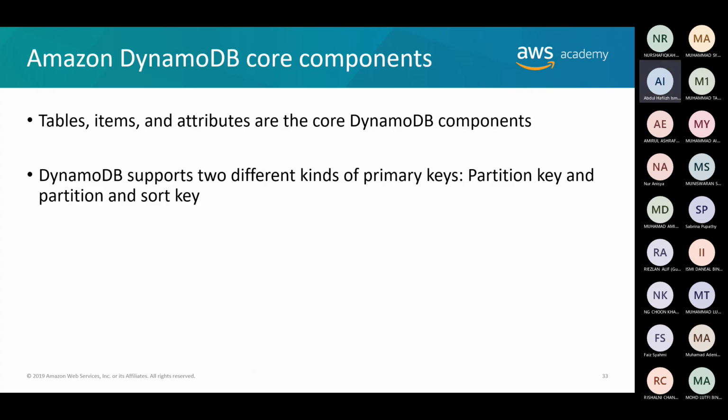So the core DynamoDB components are tables, items, and attributes. So a table is a collection of data. Items are a group of attributes that is uniquely identifiable among all the other items. And then attributes are the fundamental data element, something that does not need to be broken down any further.